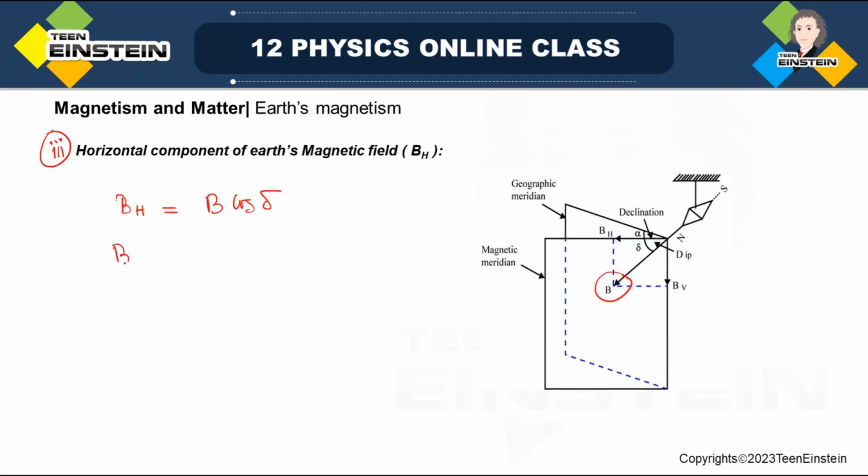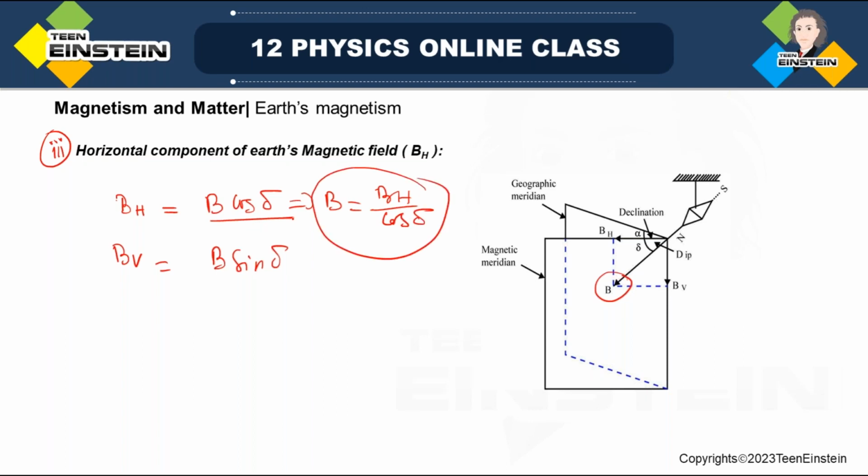What will be the vertical component? The vertical component will be B sin delta. Now if I know only BH, from here also we can find the total magnetic field: the component divided by cos delta. So if I know delta and BH, I can get the magnitude of the total magnetic field.